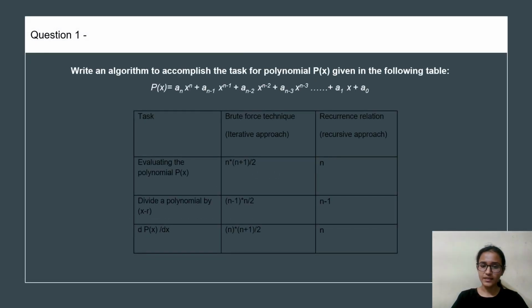So let's get started. In this question, we are supposed to write an algorithm for the given polynomial. We have to write both approaches, that is the recursive approach and the brute force approach. And then we also have to design an algorithm for dividing the polynomial by x minus r, and also for the derivative of p of x, and fill the cells in the table too.